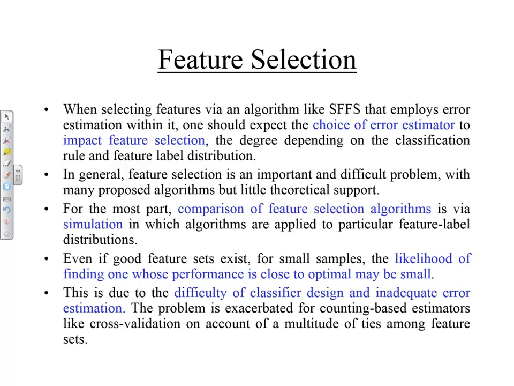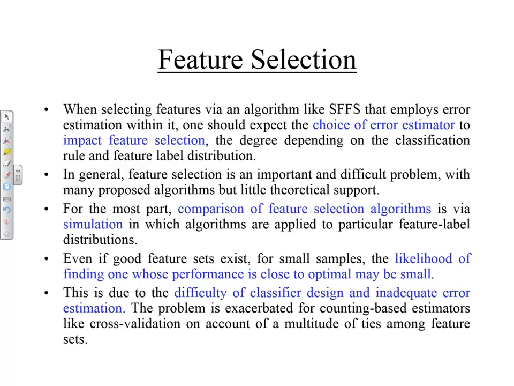So for the most part, comparison of feature selection algorithms is via simulation, in which algorithms are applied to particular feature label distributions. And even if good feature sets exist, for small samples, the likelihood of finding one whose performance is close to optimal may be small. And this is due to the difficulty of classifier design and inadequate error estimation.